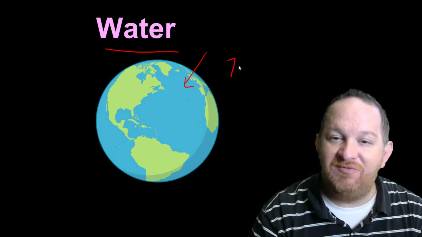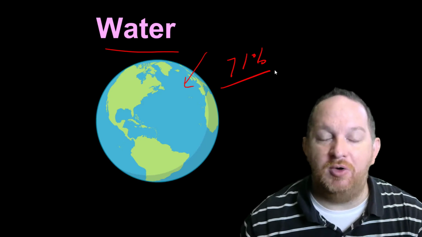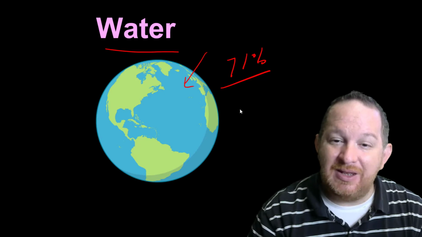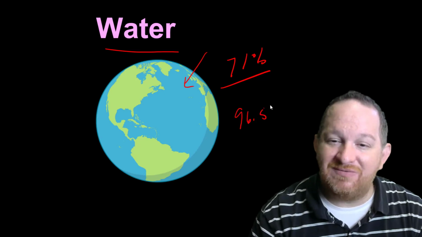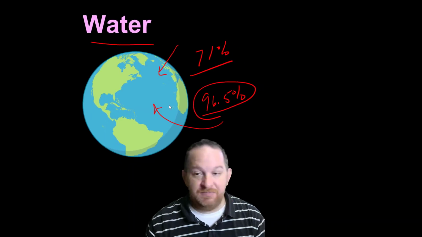Water. You look at our planet, you might notice there's a lot of blue, there's a lot of water. In fact, roughly 71% of planet Earth is covered in water. More interesting to me is that 96.5% of our water is in the oceans.